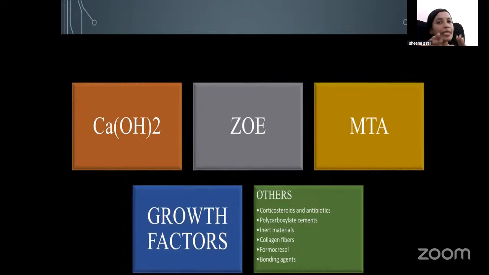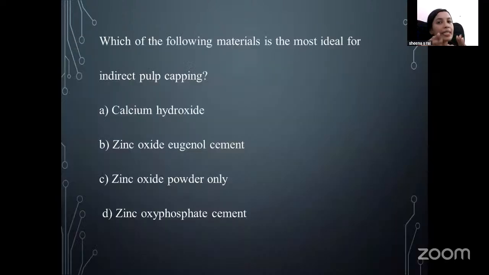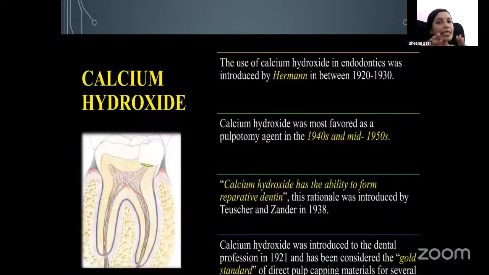So this is a question: which of the following materials is the most ideal for indirect pulp capping? We already know that calcium hydroxide is the most commonly or widely used material for indirect pulp capping. Some of the points I've discussed here are asked again and again from the exam point of view. Who introduced calcium hydroxide? Calcium hydroxide was introduced by Hermann. That is a very important point that you need to know.